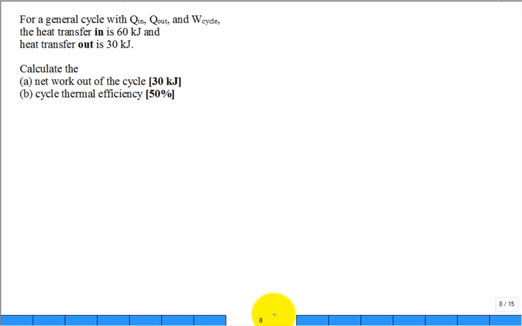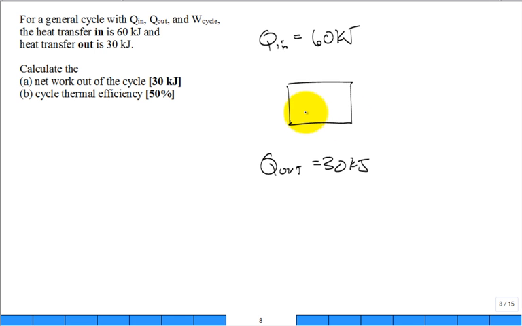For a general cycle with Q in, Q out, and W cycle, the heat transfer in is 60 kilojoules, and the heat transfer out is 30 kilojoules. What are they telling me? So organize it. Q in is 60 kilojoules. Q out is 30 kilojoules. Here's my general cycle, system operating in a cycle. That's in, that's my out. So now, calculate the net work out of the cycle, W cycle.